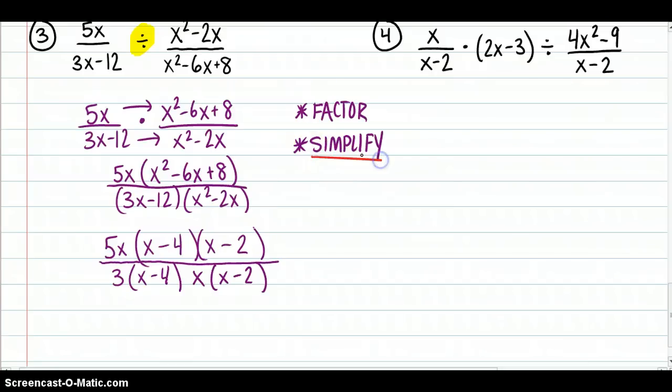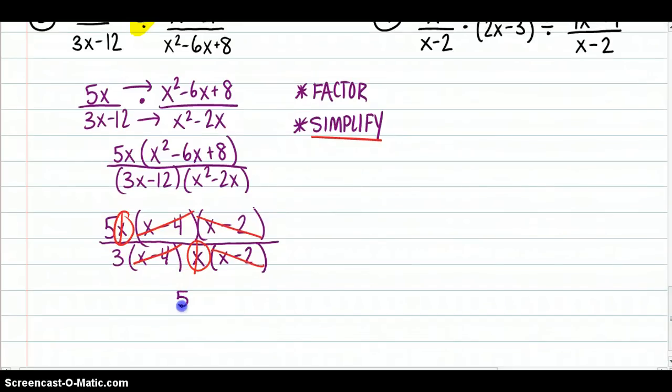Then we move to the simplifying portion. I see an x minus 4 divided by an x minus 4. I see an x minus 2 divided by an x minus 2. Do you find the other one? Because there is one more. It's kind of tricky to see sometimes. There are x's on both sides, which means those can cancel out as well. So all we're left with in this problem is 5 divided by 3. That would be our answer.